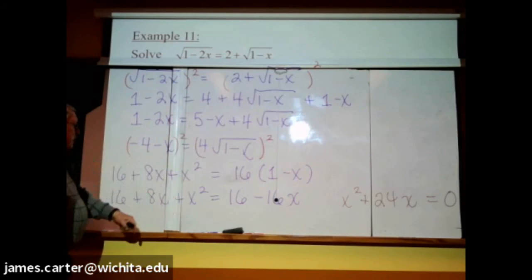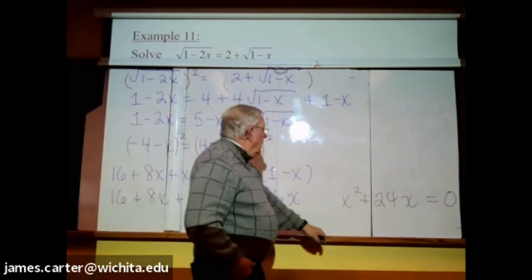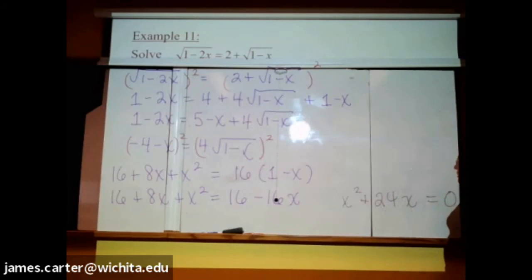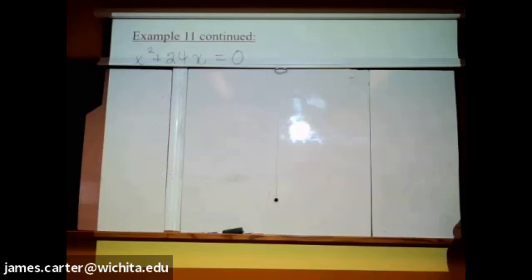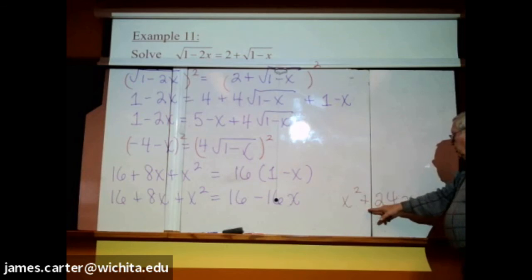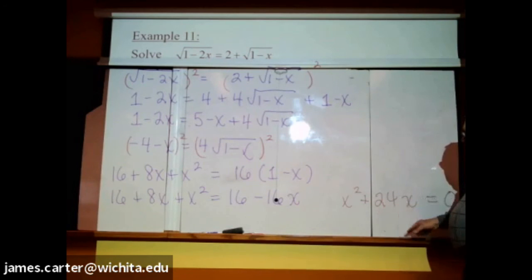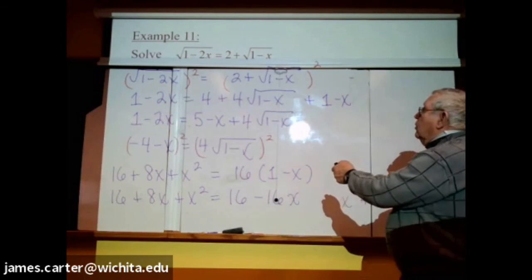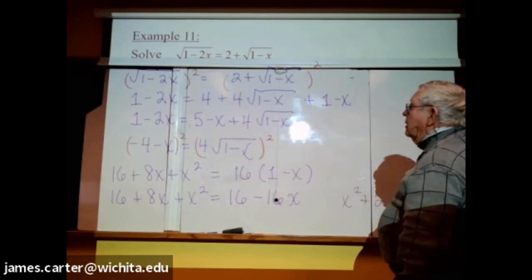Well, anyway, they distributed the 16. Now they're going to combine like terms. I had a 26 here. I don't know where I came up with that 7 a minute ago. I wish I could see what I did before. But at any rate, this thing factors into x times x plus 24, so your answers are negative 24 and 0. Then you'd have to go in and try 24 and 0 in that original problem.